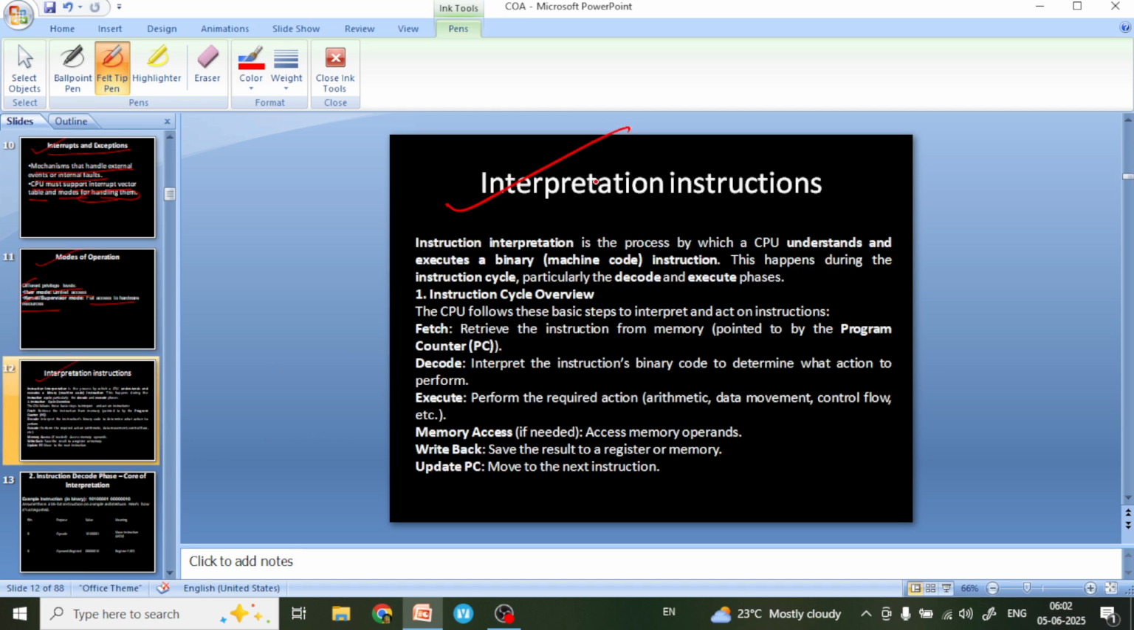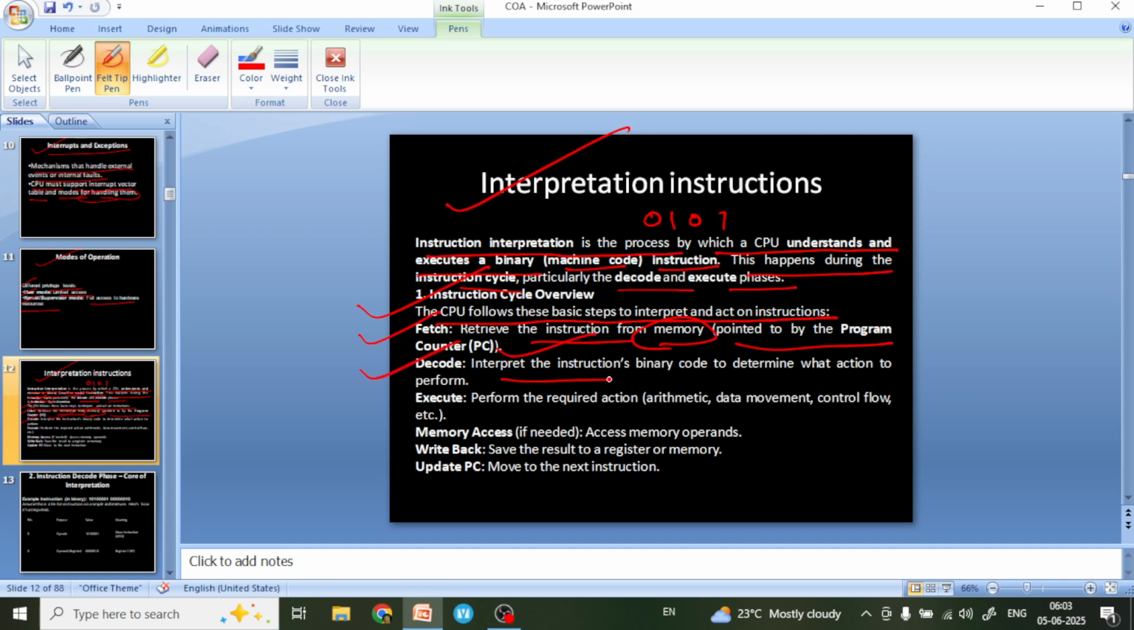Now next is instruction interpretation. Instruction interpretation is the process by which a CPU understands and executes a binary machine code instruction, that is, a 0101 instruction. This happens during the instruction cycle, particularly the decode and execute phases. The CPU follows these basic steps to interpret and act on instructions, like fetch. Fetch means you retrieve the instruction from the memory pointed to by the program counter, PC.